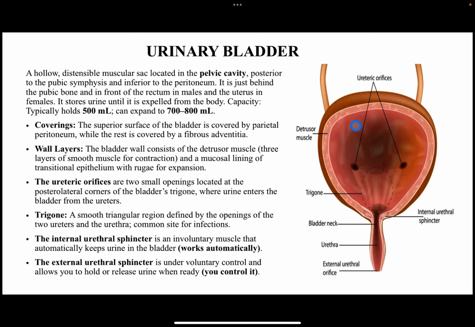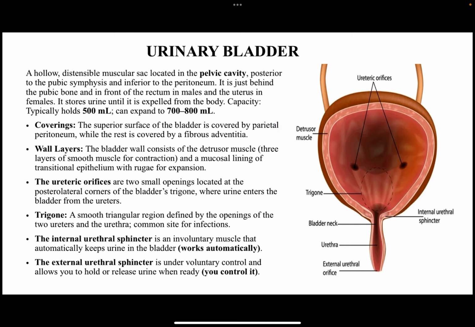In fact, it is made up of muscles, and once it is made up of muscles, it tells you that it can contract and it can relax. Muscles have the ability to contract and they also have the ability to relax. The muscles that we have in the urinary bladder are called the detrusor muscles. It is very important that you understand this because it has some physiologic relevance when it comes to micturition. So the detrusor muscles are the muscles that form the urinary bladder. We said that it's located in the pelvic cavity, posterior to the pubic symphysis and inferior to the peritoneum, just behind the pubic bone and in front of the rectum in males.